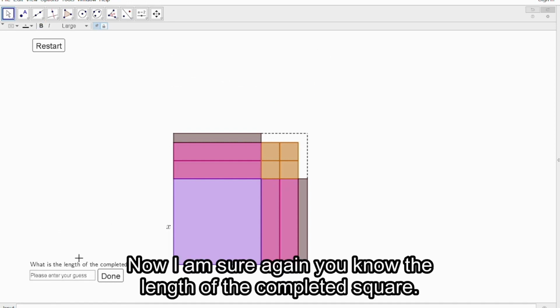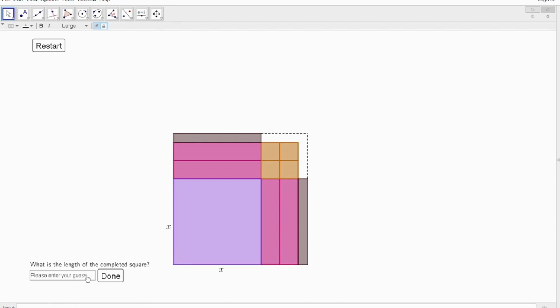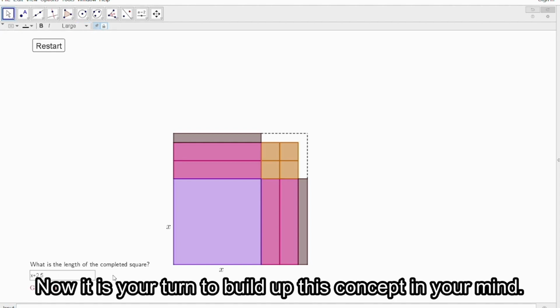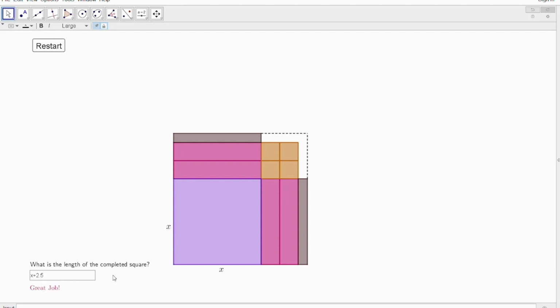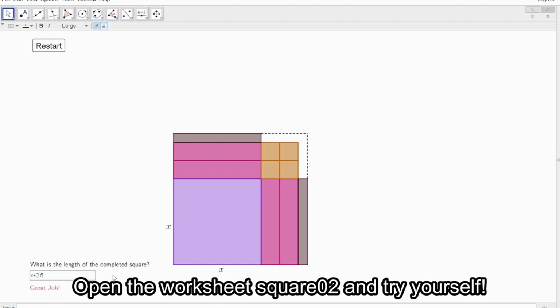Now, I'm sure you know the length of the completed square. X plus 2.5? Exactly. Now, it's your turn to build up this concept in your mind. Open the worksheet, square O2 and try yourself.